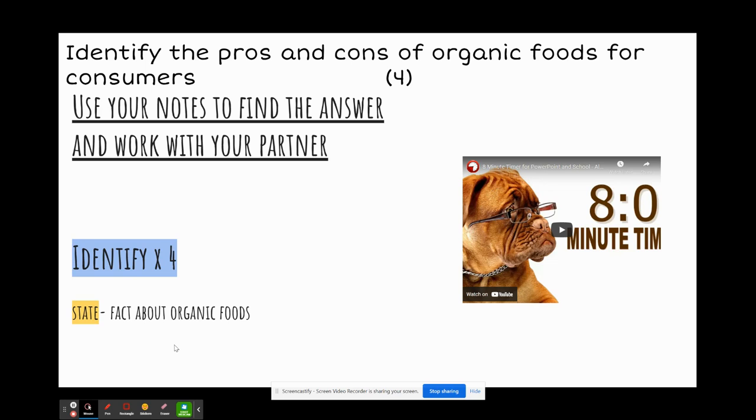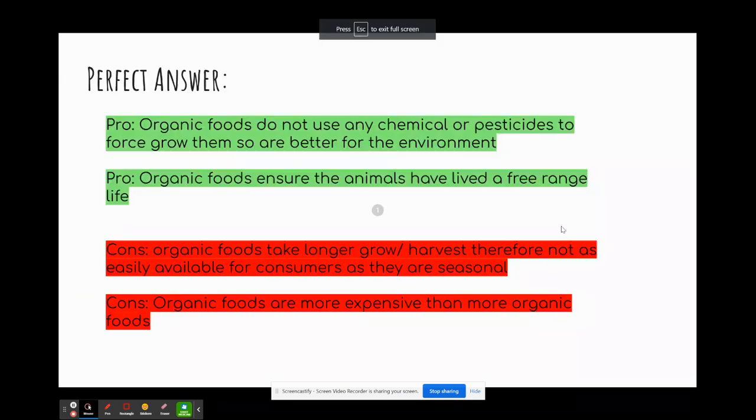Our second thing is the mark allocation, and in this case, we need 4. So we split that to be 2 pros and 2 cons of organic foods. Here we have our 2 pros and 2 cons, which we would get 1 mark for each accurate and correct answer. So our first 2 are organic foods do not use any chemicals or pesticides to force grow them, so they are considered better for the environment.